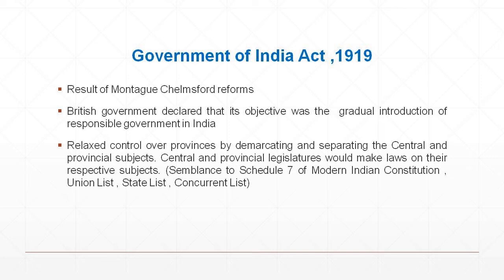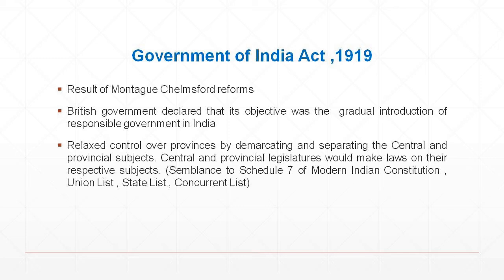As you know, this act has come during the period of First World War. So Montague and Chelmsford came to India around 1917. When this war was going on, they had to show some concessions to Indians. And let's see what is there in this act. It relaxed the central control over the provinces by demarcating and separating the central and provincial subjects. The central and provincial legislatures were authorized to make laws on their respective list. However, the structure of the government continued to be centralized and unitary.